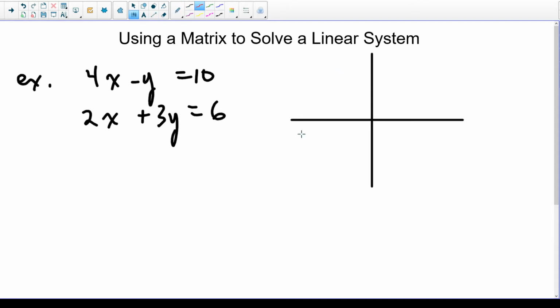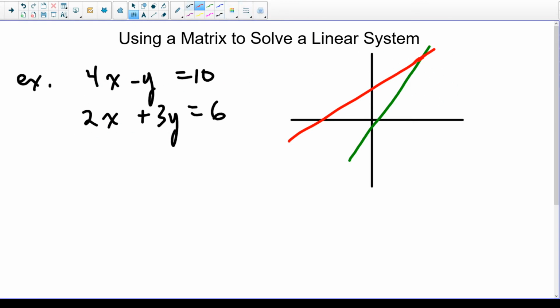So let's say we had 2 lines drawn on a Cartesian plane. And so forget about these 2 equations here for a second. This is an example of the elimination method. I actually want to start with the substitution method instead.